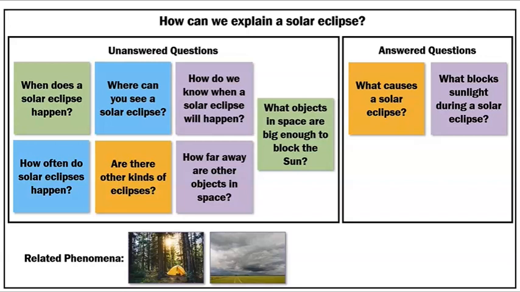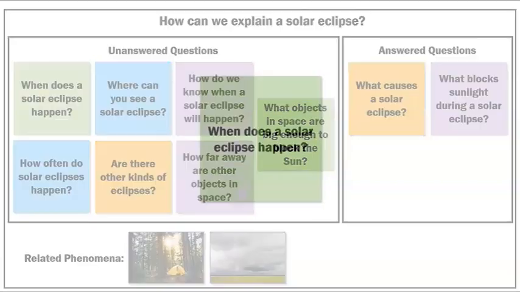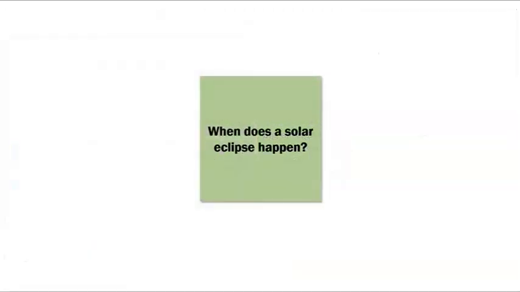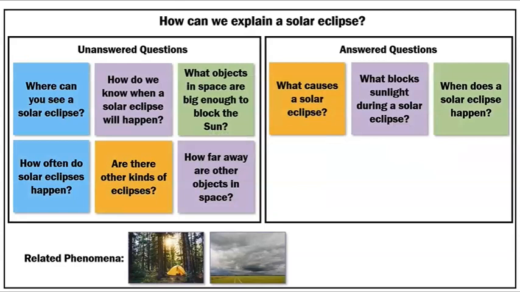What about this question? This question asks, when does a solar eclipse happen? Can we answer this question? Thumbs up or thumbs down? Thumbs up. We know the answer to this question. We know that a solar eclipse happens when the moon moves between Earth and the sun. Let's put this question in our answered questions section.